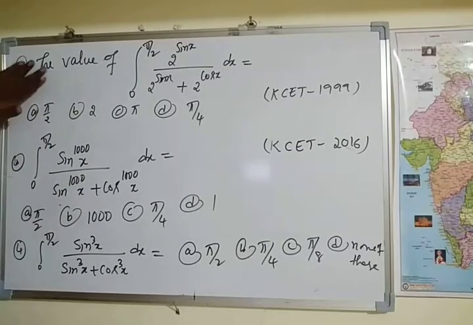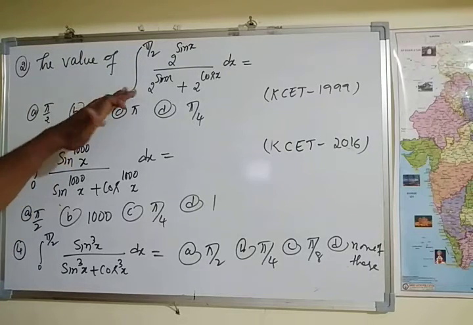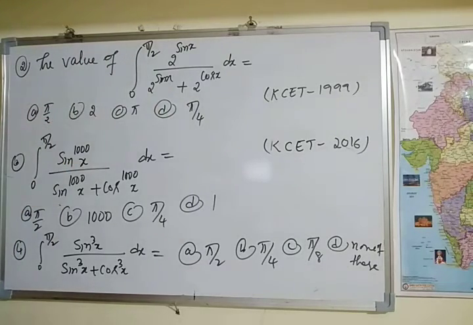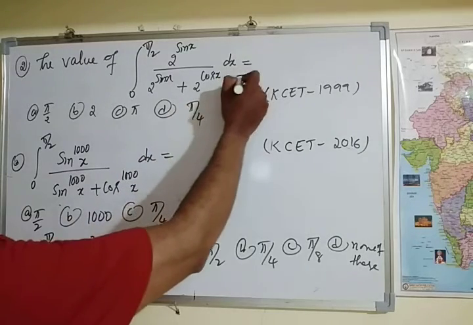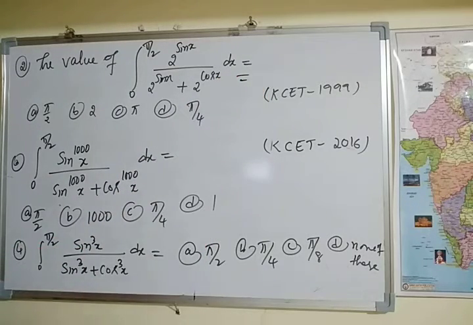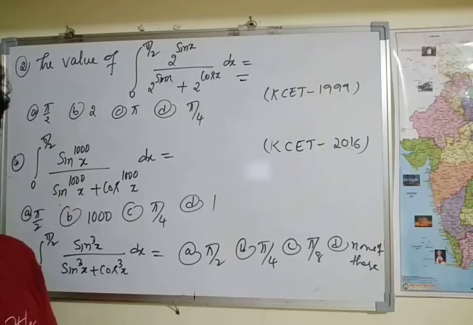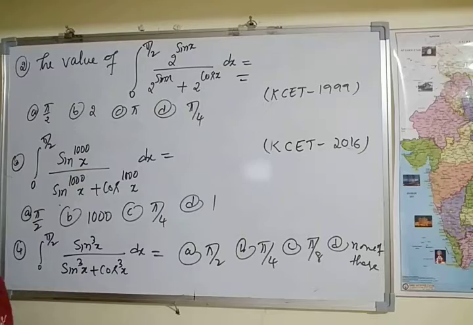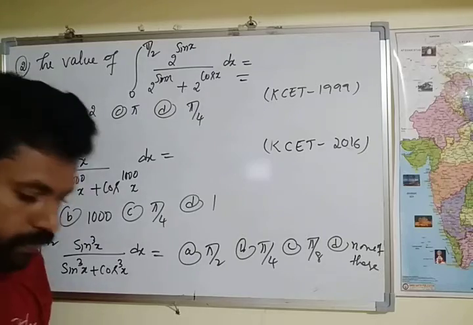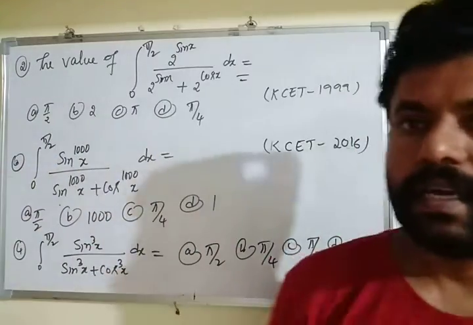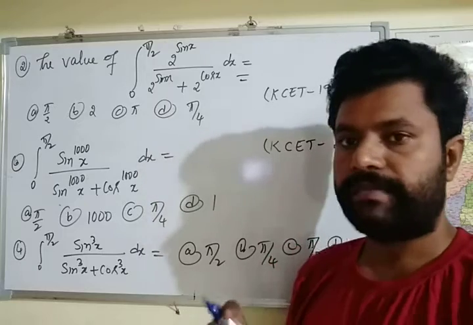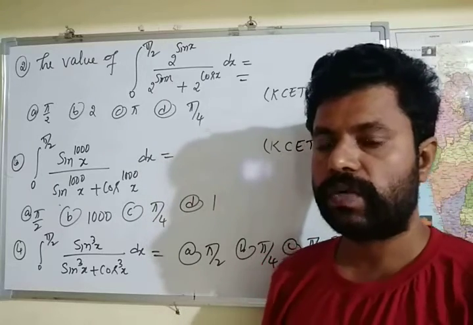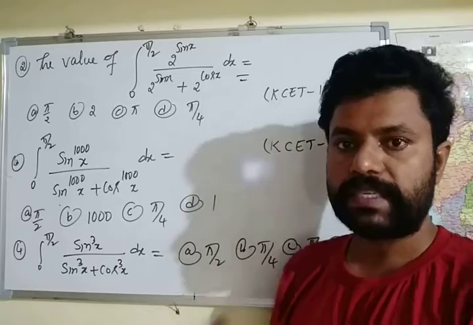Here we have the value of the integral from 0 to pi by 2 of 2 to the power sin x divided by 2 to the power sin x plus 2 to the power cos x, dx. Here also the same procedure; no need to write all the steps. Consider I is equal to this integral from 0 to pi by 2, then apply the property: integral of a to b f of x dx is equal to integral of a to b f of a plus b minus x dx.